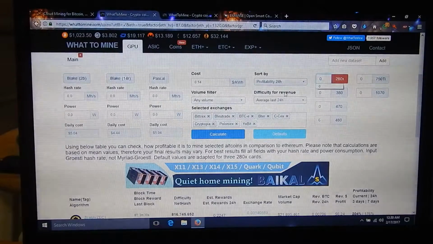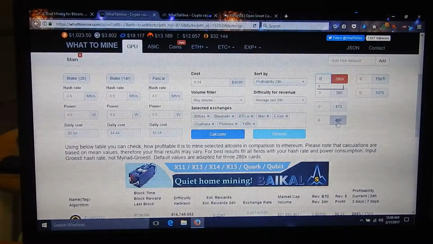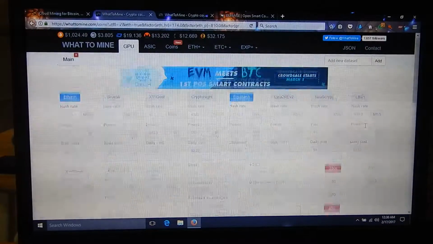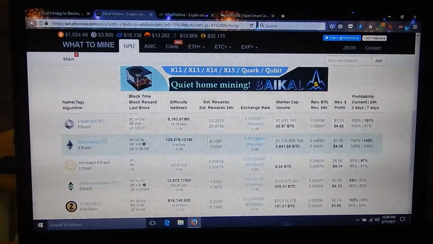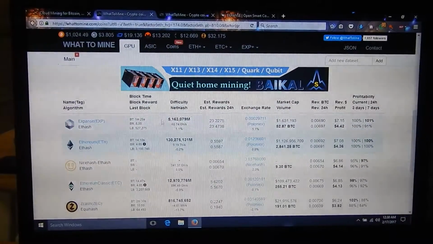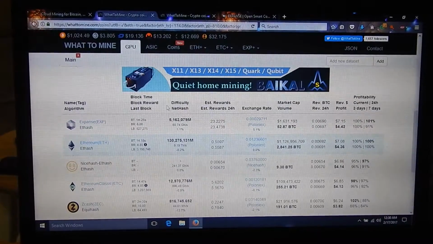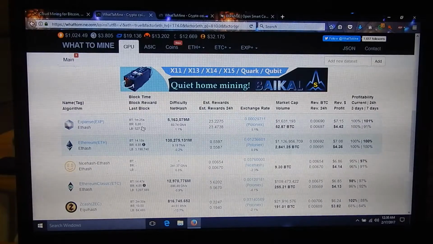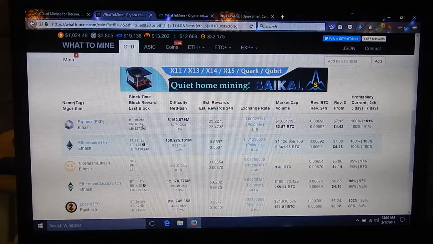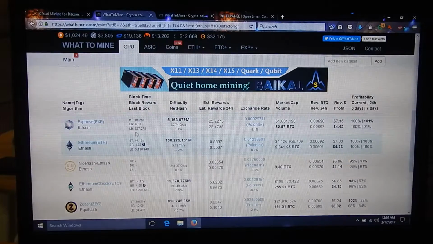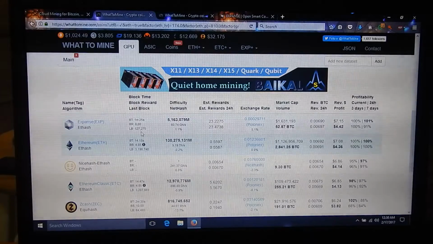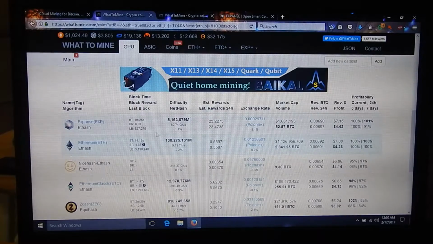But let's reset and we'll go back to the six RX480s, calculate it out, and just look at a little bit of this information. Block time is 1 minute 25 seconds. Your block reward is 8 Expanse. The last block was 527,275, so it's a newer coin.